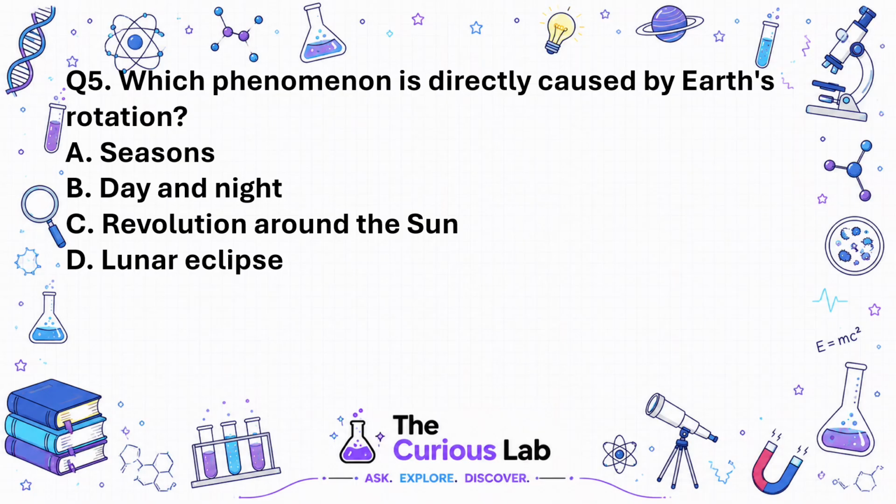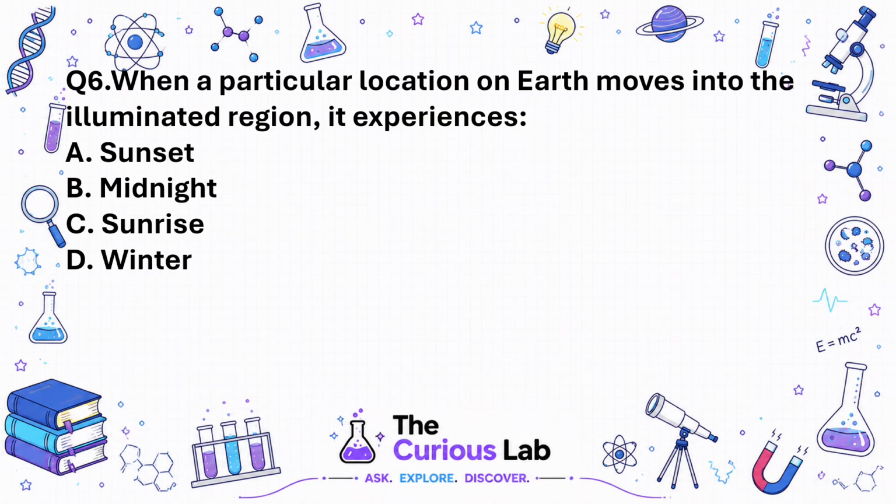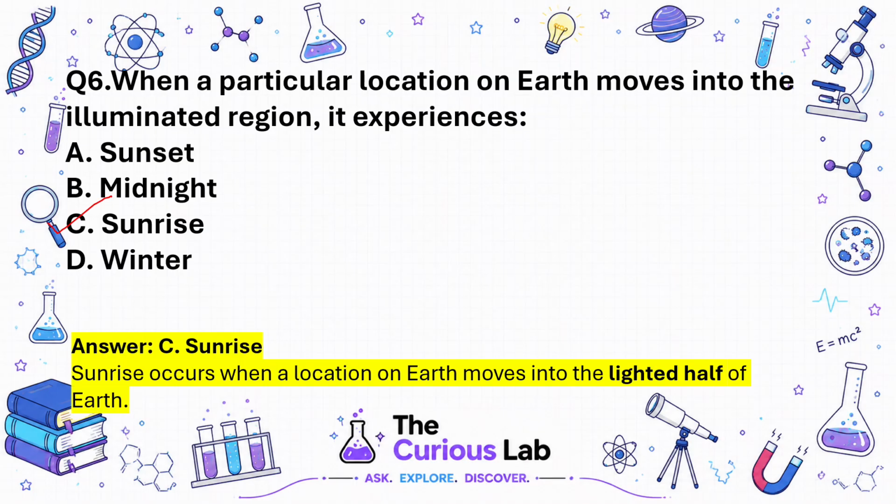Next question. Which phenomena is directly caused by the earth's rotation? We know that the earth's rotation causes day and night. Answer is B. Next question. When a particular location on the earth moves into the illuminated region, that means the lighted region, it experiences what? It experiences sunrise. The correct answer is C.